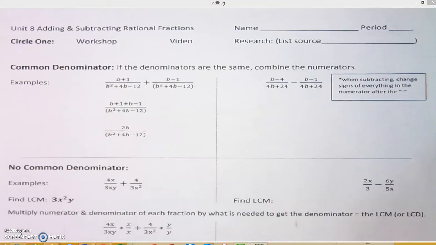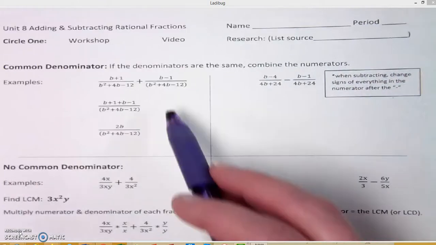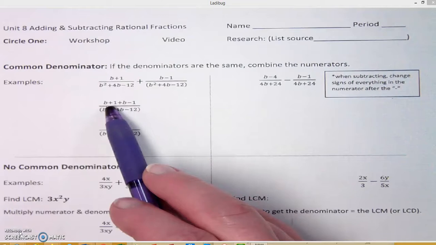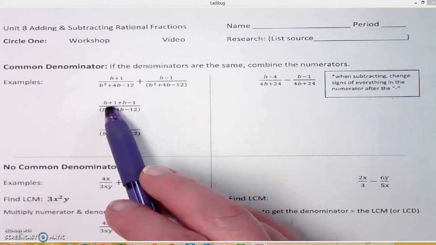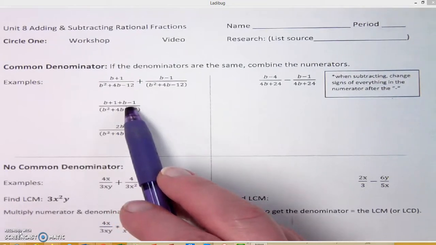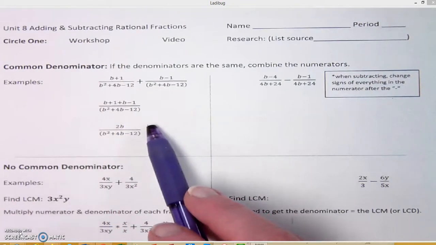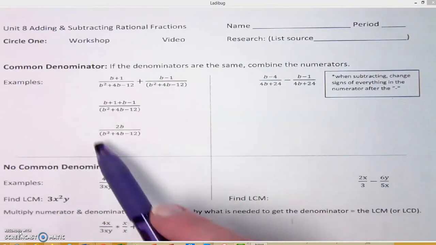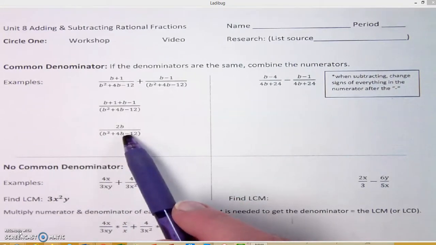So if you have the common denominator, then you can just combine the numerators. So if you're adding, my denominators are the same, you just combine your numerators. So you have b plus 1 plus b minus 1. You combine like terms, you get 2b, and then your 1's cancel. So 1 minus 1 is 0. Your denominator stays the same.